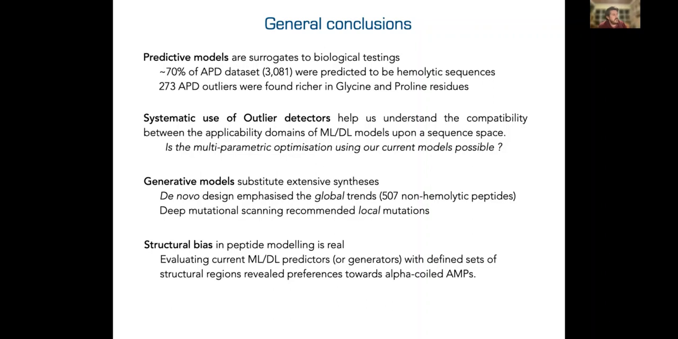And so, like I said, structural bias in peptide modeling is real. We see that right now antimicrobial peptide models mostly favor alpha helix and coil antimicrobial peptides, meaning that many structures that are not in this area will be misclassified in general.